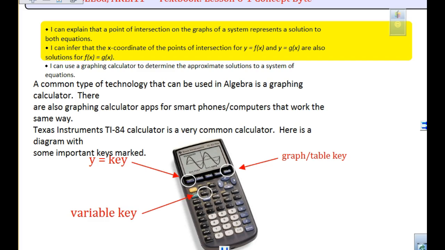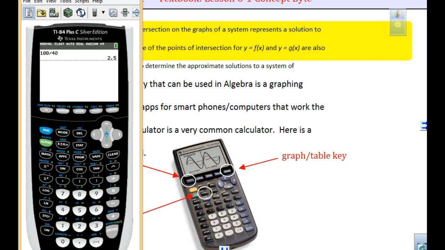So I just want you to hit the y equals key. That's way up here. If you haven't turned yours on, the on button is way down here. Turn it on, and then hit this y equals key. That's the graph key. The variable key that you're going to be using is the second one in right here. So when we put in an x, this is the key we're going to use. And this is our one to graph a table.